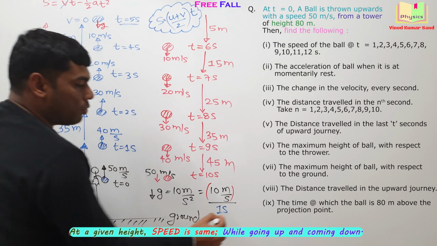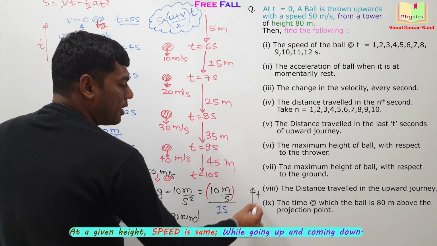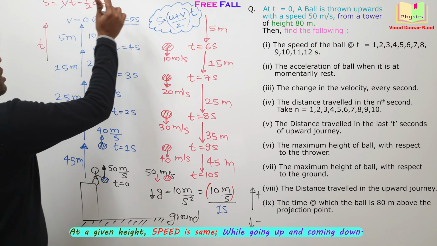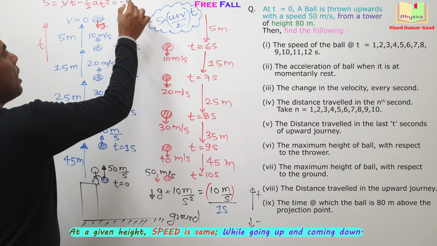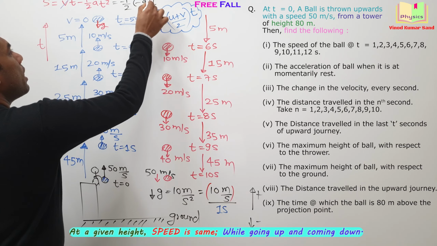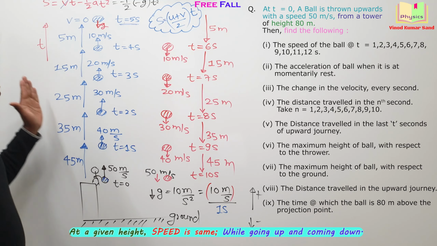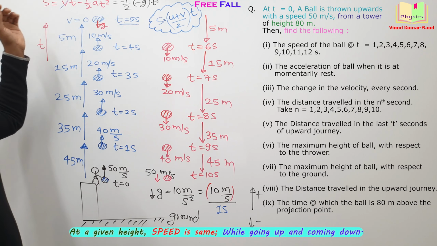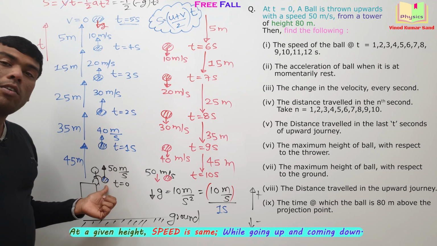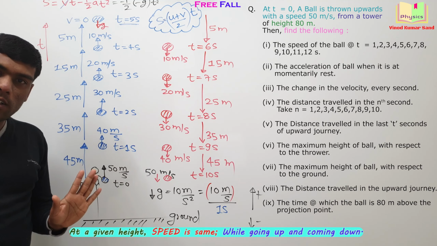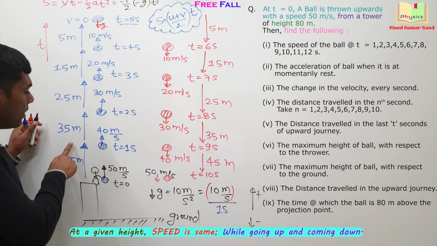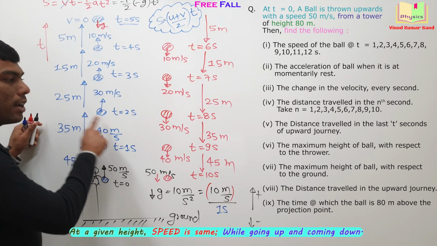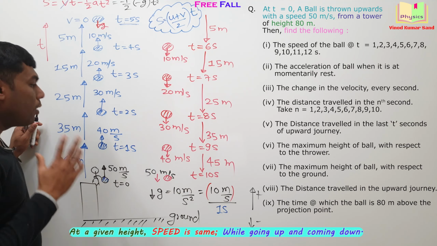Upward direction we are choosing positive and the downward we are taking as negative for computation purpose. So I am doing the replacement here. Minus half A is minus G and then T square. So distance traveled in the last t seconds of the upward journey is always independent of the initial speed. Getting it? To travel the same distance, it will take the same time while going up and while coming down.